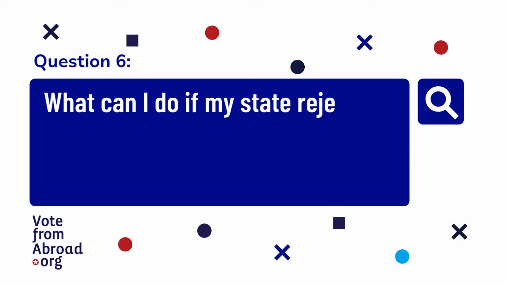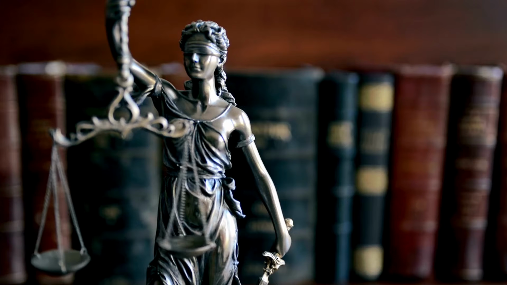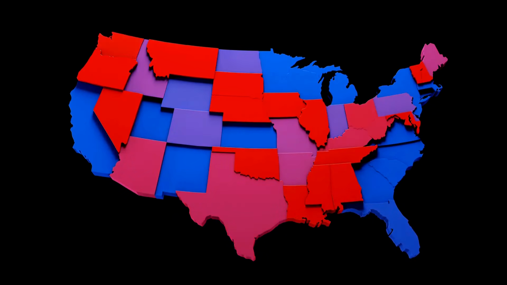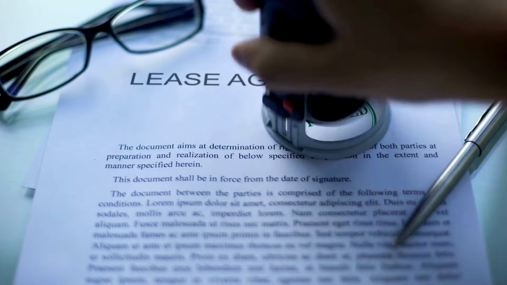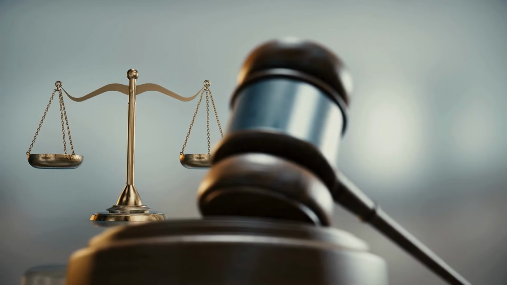What can I do if my state rejects my voter registration because I've never lived in the U.S.? Although there is a federal law protecting Americans living overseas' right to vote, there are some states that either require that a voter must have actually resided in the state in the past to register to vote there, or apply restrictions that effectively prevent these U.S. citizens from registering to vote, directly conflicting with the federal law.